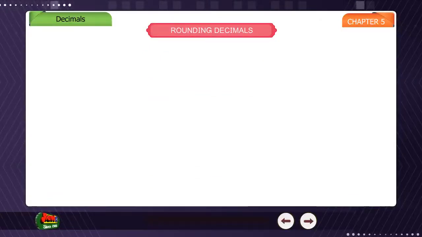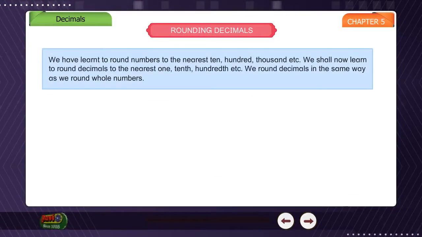Rounding decimals. We have learnt to round numbers to the nearest 10, 100, 1000, etc. We shall now learn to round decimals to the nearest 1, 10th, 100th, etc. We round decimals in the same way as we round whole numbers.